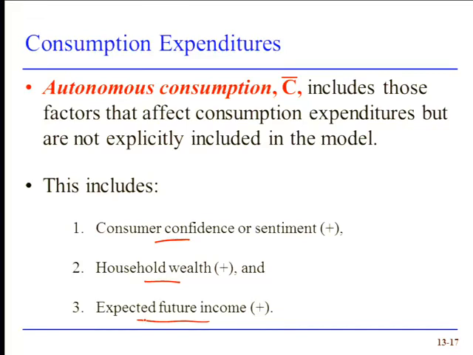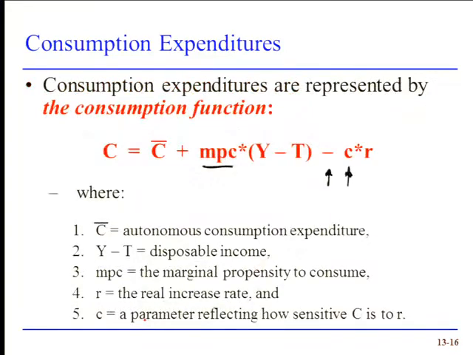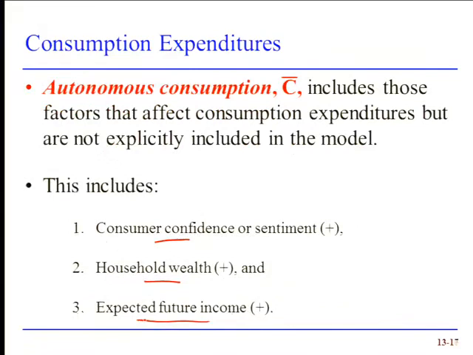Now remember, these are autonomous variables. So again, what we mean by autonomous, if we come back to our consumption function, these are variables that will impact consumer spending that are not explicitly in the equation, meaning that are not disposable income or the real interest rate. Now, because we write the consumption function this way, it also suggests that these three variables, consumer confidence, household wealth, and expected future income, have a much smaller impact on consumer spending than either disposable income or the real interest rate.